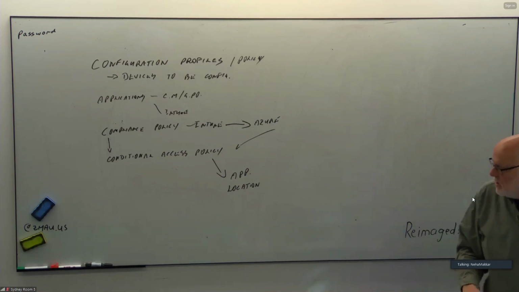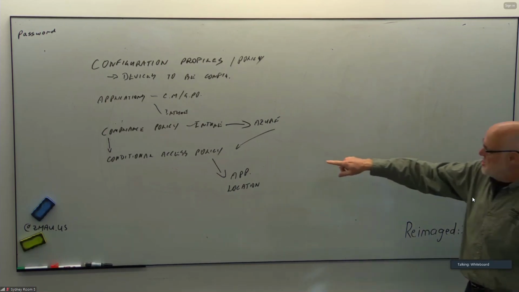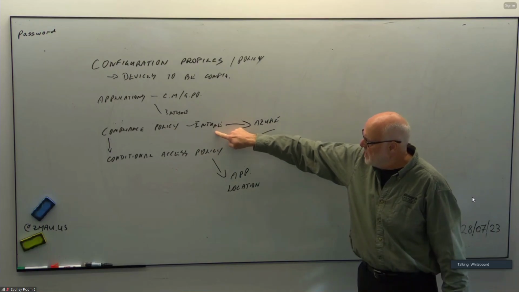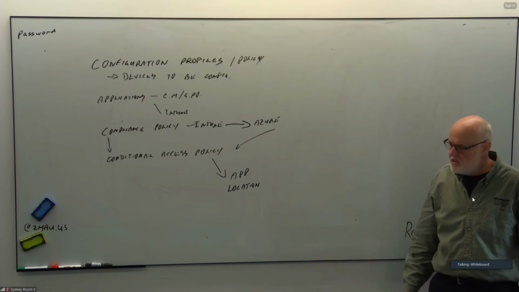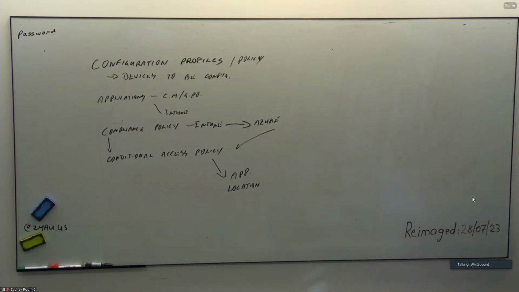Okay. All right. So conditional access is typically linked to a compliance policy, but can also be done for other stuff outside of compliance. And conditional access policies can be written in Azure or in Intune.